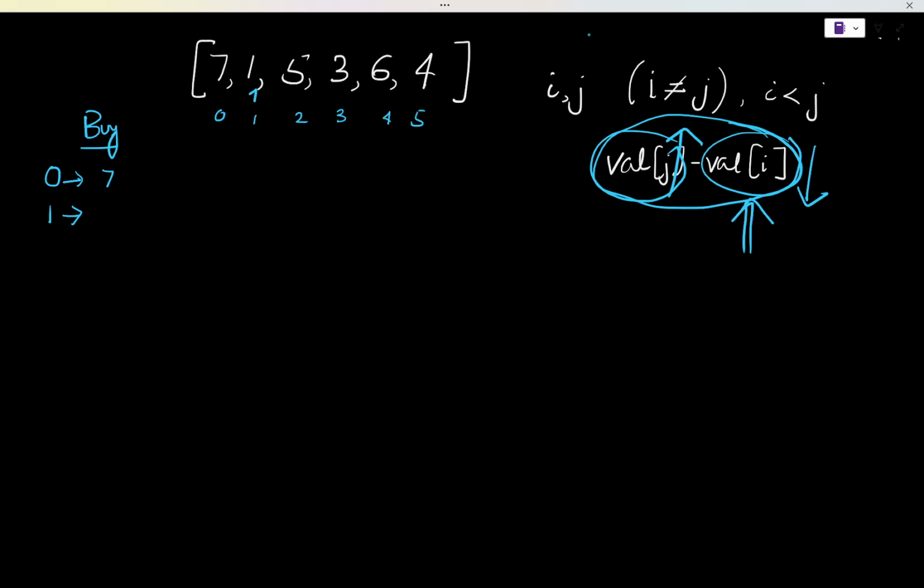Now here, if I look at this particular element, the value is 1. Now I cannot make a profit, right? So current buy price is 7 and I have 1. 1 minus 7 is negative. So I cannot make a profit.